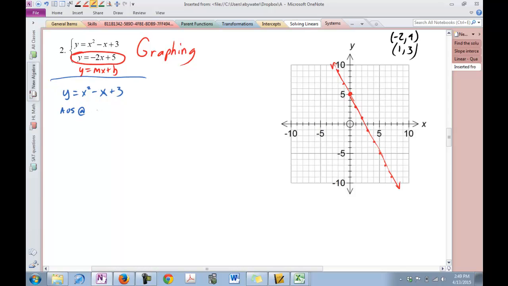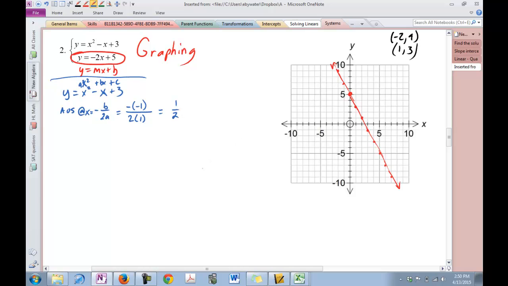Axis of symmetry happens at x equals negative b over 2a. B, of course, in this situation is the number in front of the x. So that's negative 1, all over 2 times a, which a is the number in front of the x squared. Remember, this is ax squared plus bx plus c. So b is the number in front of the x, a is the number in front of the x squared. Got it? And I get 1/2.